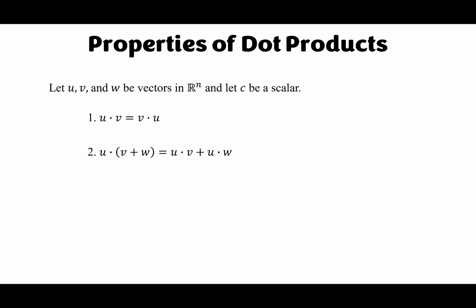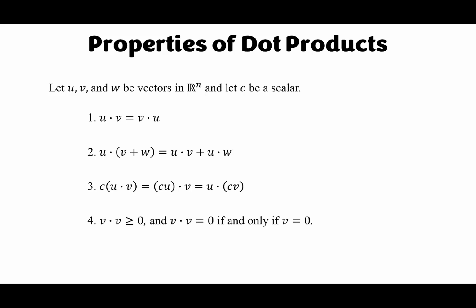All right. Property 3 is that if you have a scalar multiple c being multiplied by u dot v, well, that scalar multiple can go in front of the u first or in front of the v first. So it doesn't matter when you multiply that scalar multiple c.